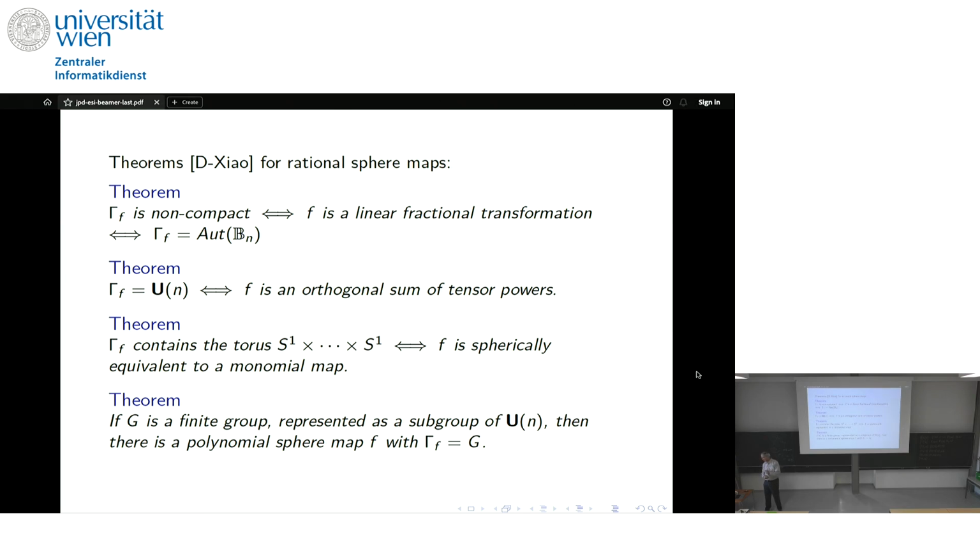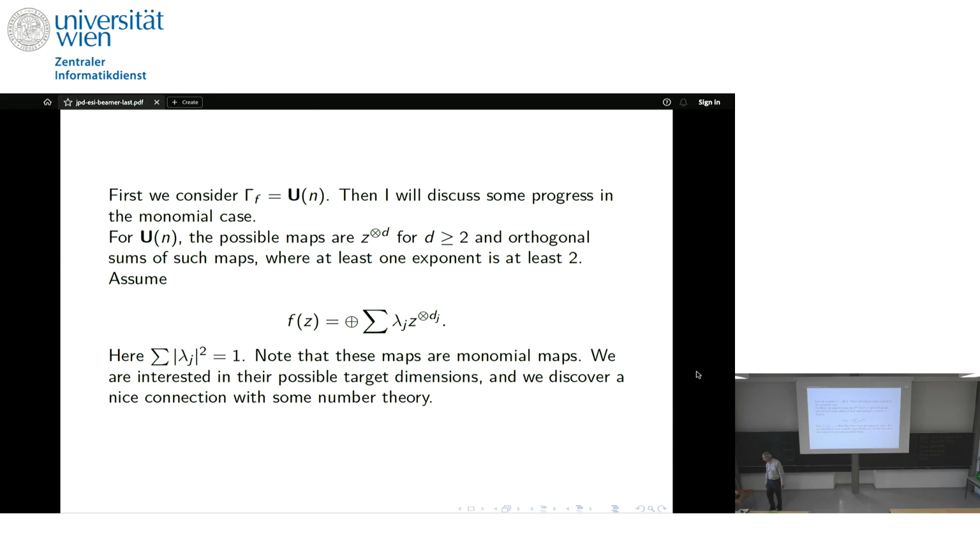If G is a finite group, there always exists a polynomial sphere map whose group Gamma_f is G. It's actually quite hard to prove this, even to find an example where the group is the trivial group, you have to do a little bit, okay? But anyway, these have some consequences. So I want to consider the unitary group first and show you the gap situation there. So the maps are z tensor to itself d times for d greater than or equal to 2, or orthogonal sums of such maps where at least one factor is 2.